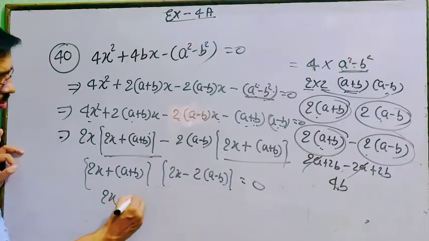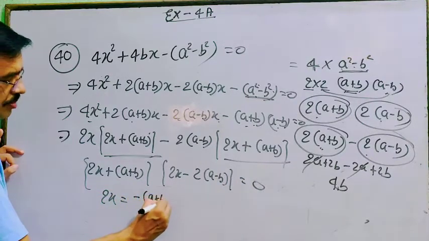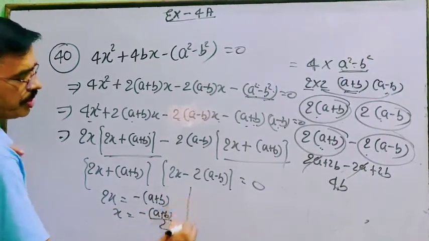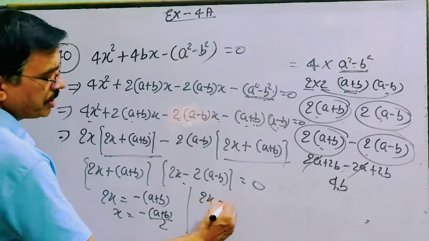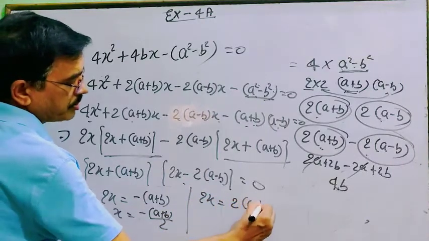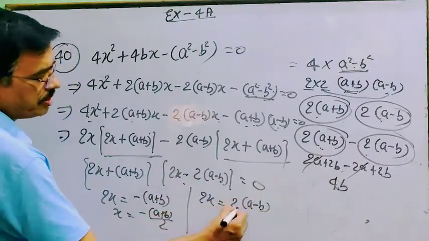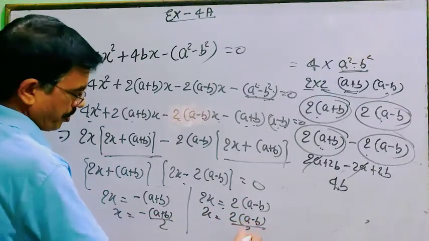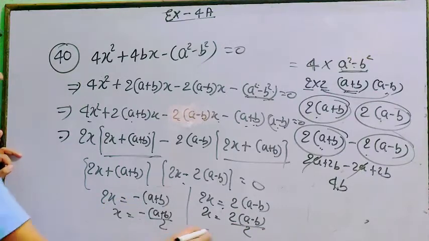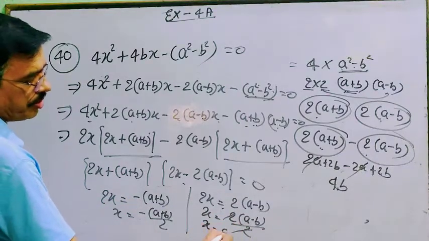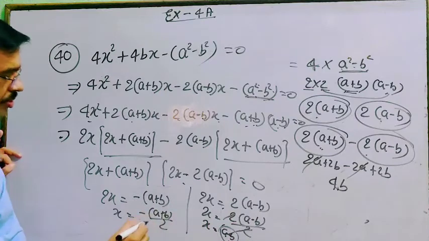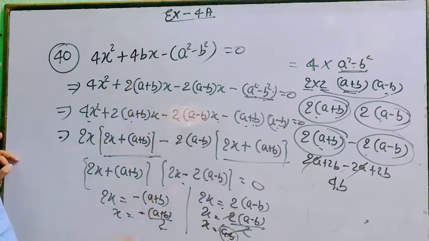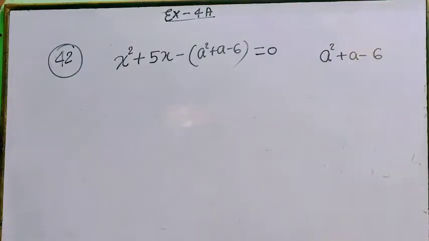So 2x is equal to −(a + b). So what is x? −(a + b)/2. Similarly here 2x is equal to 2(a − b), because here minus at both sides plus. So what is x? 2(a − b)/2. So it is cancelled, then x is equal to a − b. So there are two answers, one is −(a + b)/2, another is a − b. So try to solve that question by this method.